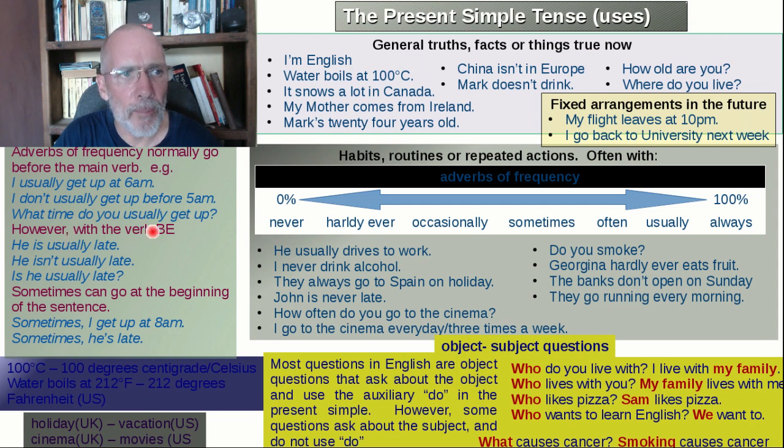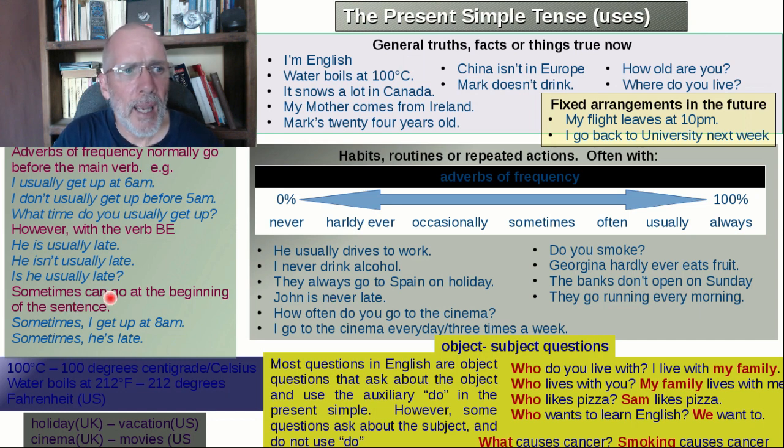However, with the verb be, he is usually late. He isn't usually late. Is he usually late? Here the verb is the verb be, and the adverb of frequency comes after the verb be. John is never, verb be, adverb of frequency. So the usual position of the adverb of frequency is before the main verb, with the exception that if the main verb is the verb be, the adverb of frequency usually goes after the main verb.